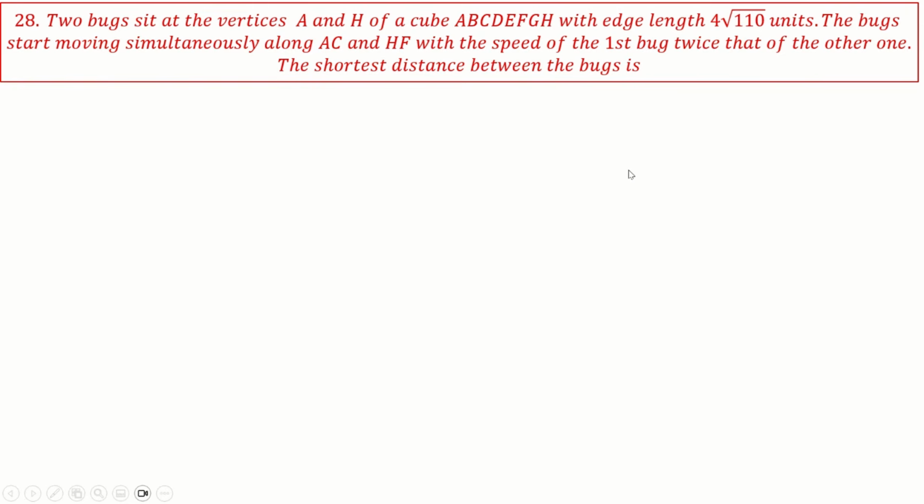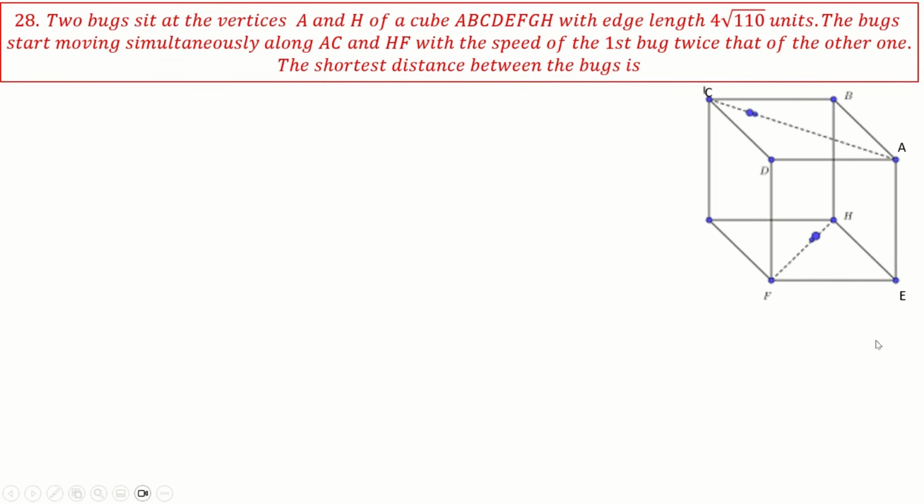Okay, so you first draw the diagram. It looks something like this. You have A, B, C, D, then E, F, G, H. Now there are two bugs.